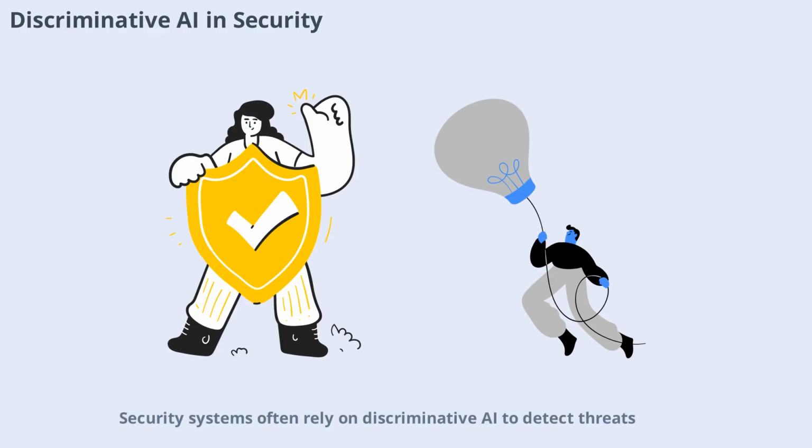Security systems often rely on discriminative AI to detect threats, identify intruders, or flag suspicious activity. These models are trained to recognize patterns associated with security risks, making them a critical component in modern safety infrastructure.